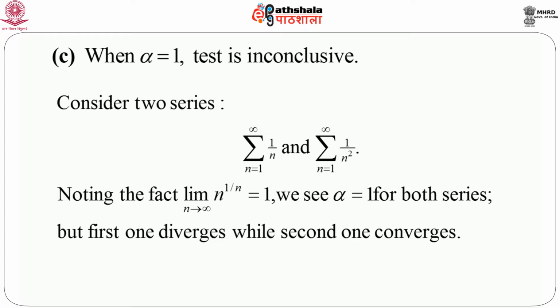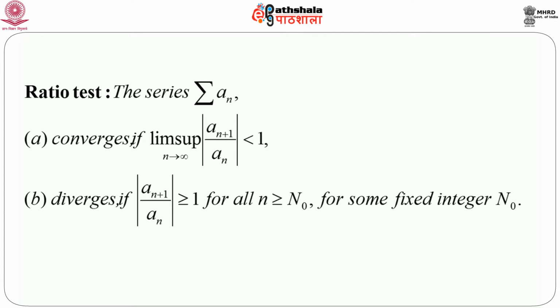So, for alpha equals 1, we get two different series, one is convergent, another is divergent. Let us now consider the next test, that is D'Alembert's ratio test. So, again consider the series summation a_n.